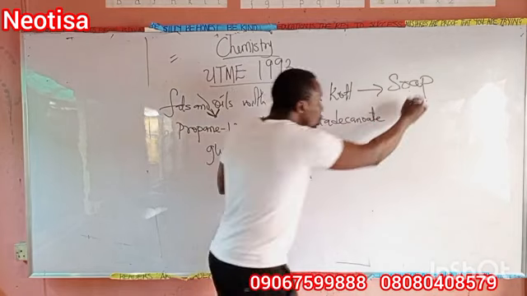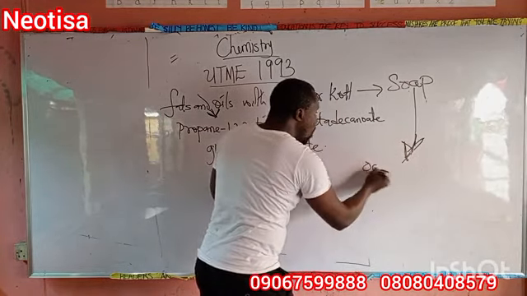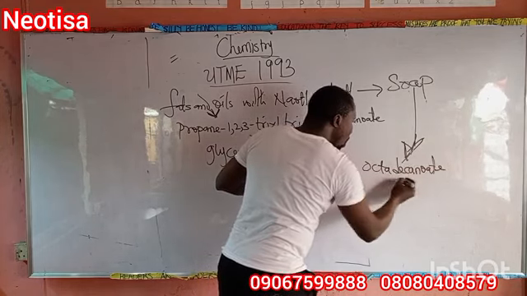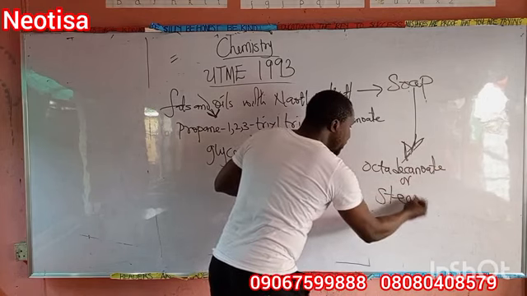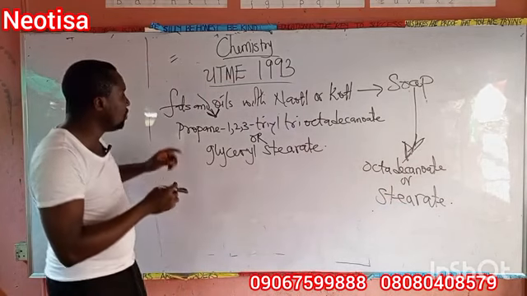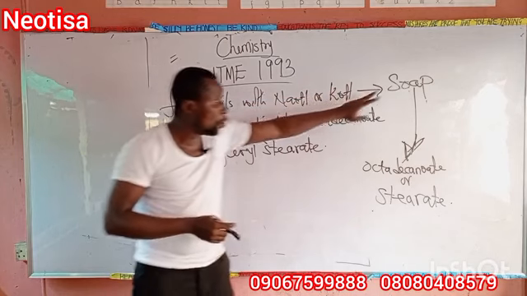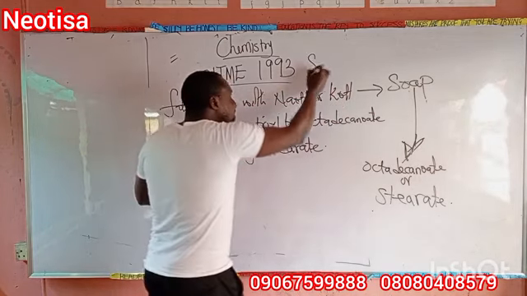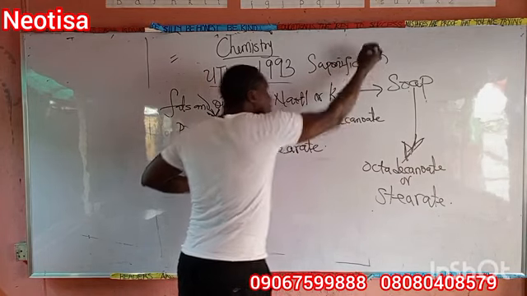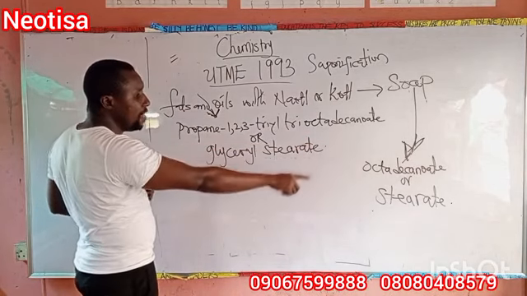The soap produced is known as octadecanoate or stearate. This is the soap produced. That means the reaction between fat and oil with sodium hydroxide or potassium hydroxide to produce soap is known as saponification. And what kind of fat and oil can produce octadecanoate or stearate?